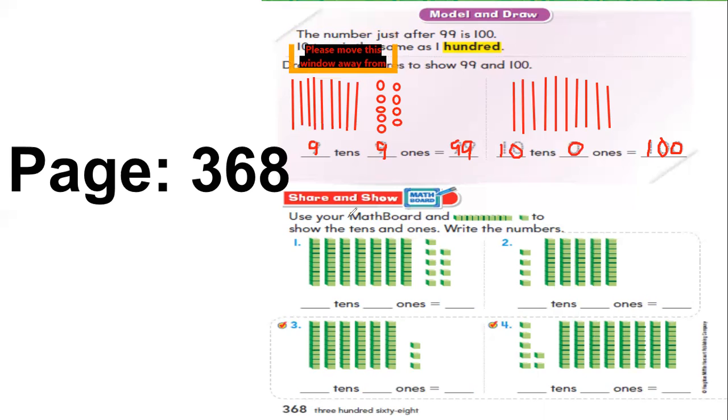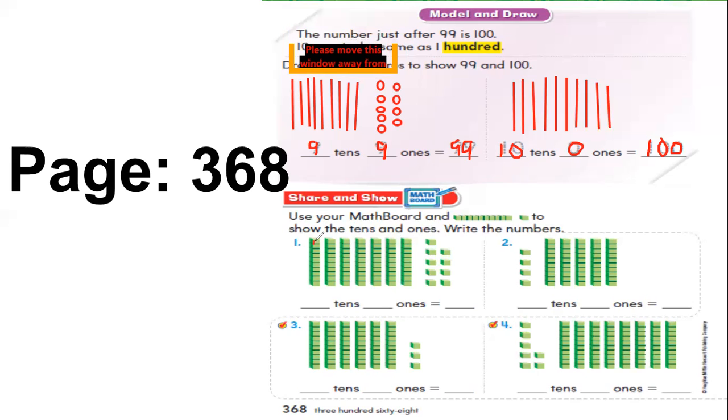Now, use your math board and the cubes or the blocks here to show the tens and the ones, and write the numbers. We are going to count and then write the tens and the ones and the number it makes all together. So question number 1. We are going to count how many tens and ones we have.